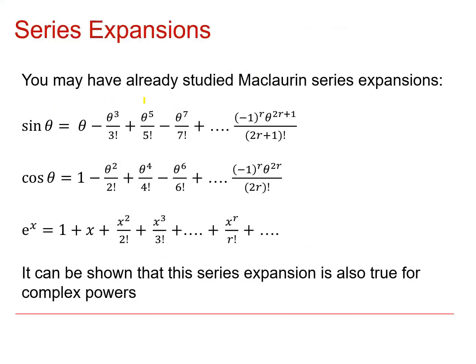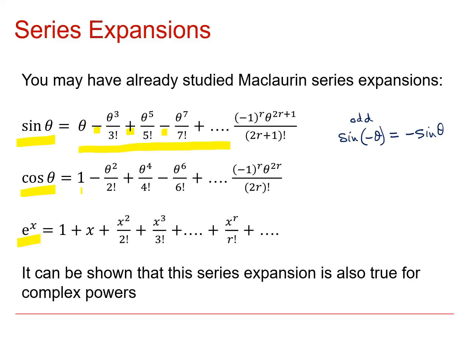You may already have studied the Maclaurin series expansions for these functions: sine theta, cos theta, and e to the x. Let's look at sine theta. If you notice, we've got all of the odd powers of theta with alternating signs. And we know that sine theta is an odd function, which means that the sine of minus theta is equal to minus the sine of theta.